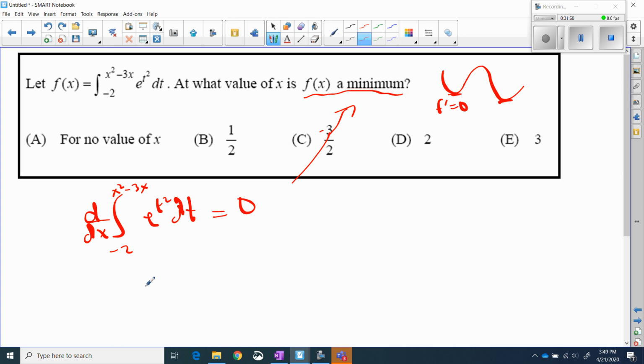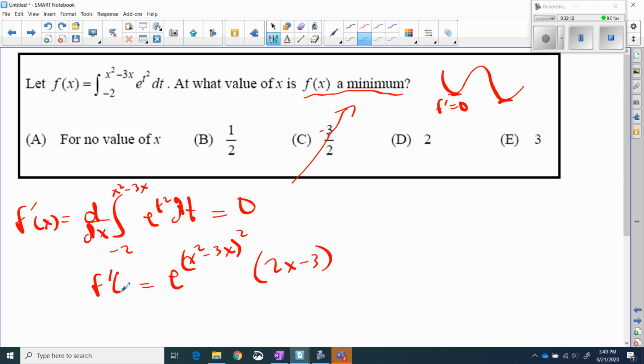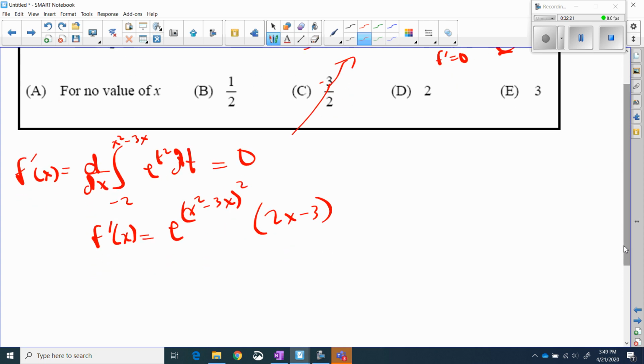That's how you'd end up with a minimum. Well, I'm going to use Leibniz notation. I will get e to the x squared minus 3x squared, multiply that by 2x minus 3. That's f prime of x. So I ended up taking the derivative of an integral. Well, now I want to say, where would that function equal 0? The reason I'm saying this is because that's the only place that you can get a minimum, somewhere where the derivative hits 0.